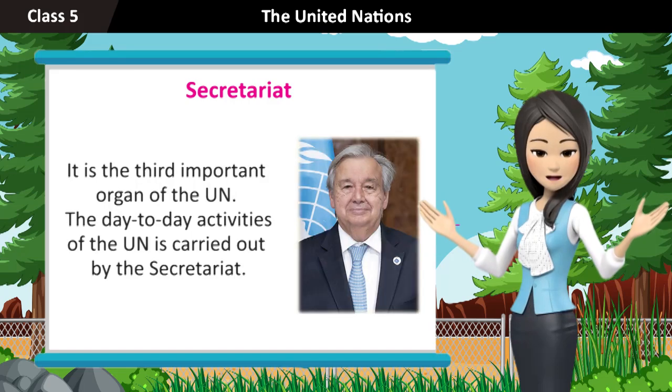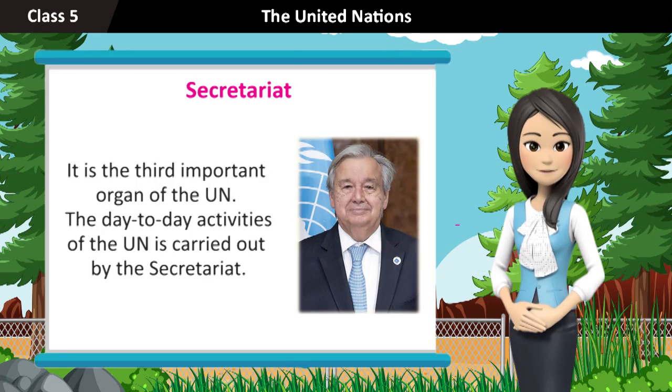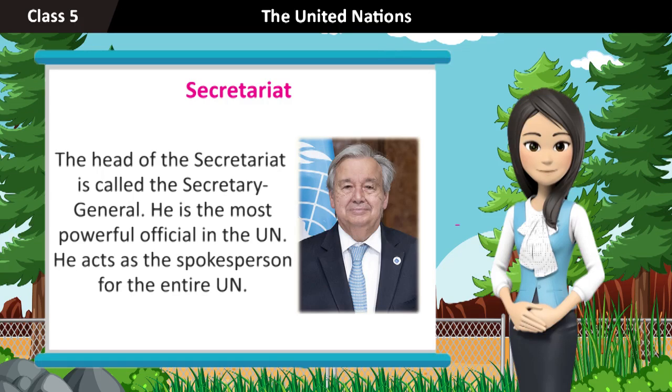Secretariat. It is the third important organ of the UN. The day-to-day activities of the UN are carried out by the Secretariat. The head of the Secretariat is called the Secretary General. He is the most powerful official in the UN. He acts as the spokesperson for the entire UN.